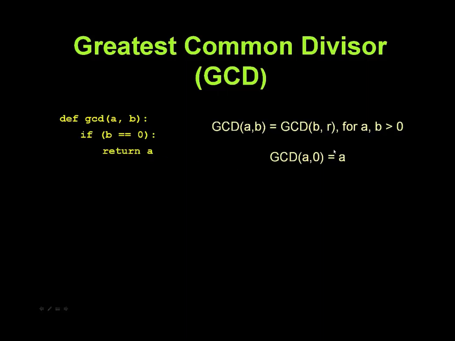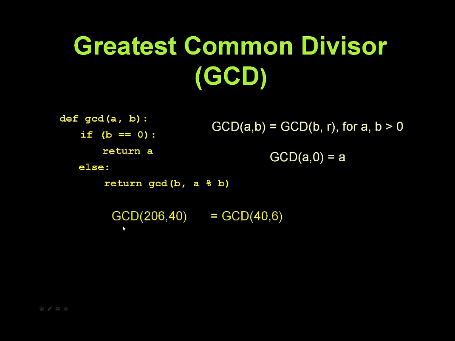Because A will be the greatest common divisor of A and 0. Now, if not, then what happens? We return GCD of B, and the B from here you put down here, and then you do A remainder B. So this is your R. Well, this is really simple, and it turns out this actually works.